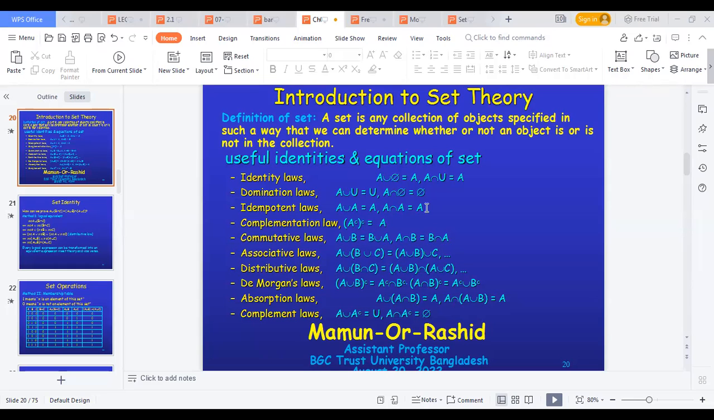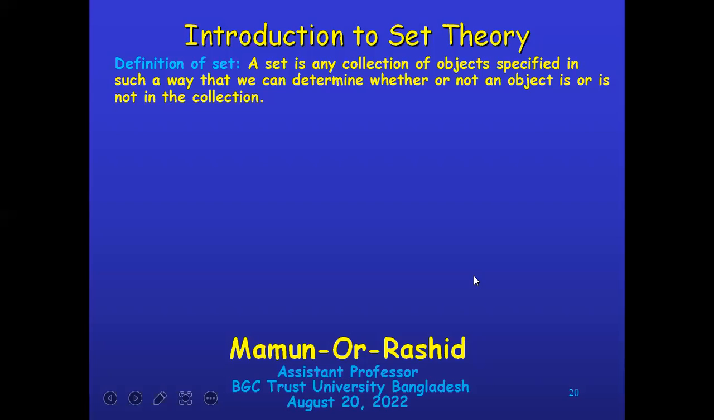Today we'll discuss a set, actually an introduction to sets. First of all, the definition: a set is any well-defined collection of objects. A set is any collection of objects specified in such a way that we can determine whether or not an object is in the collection. And the objects, places, or things must be well defined.